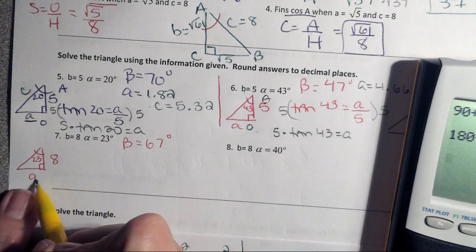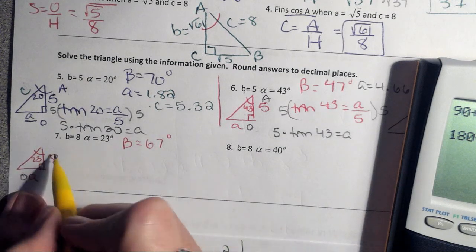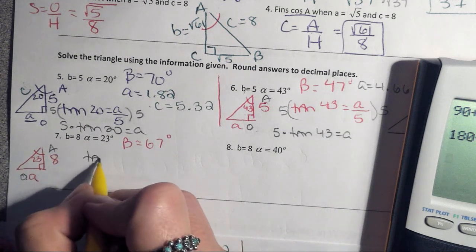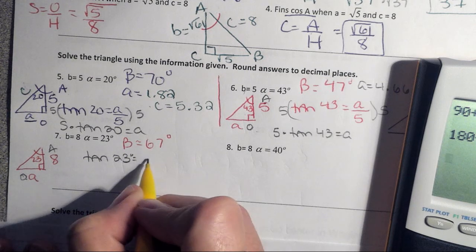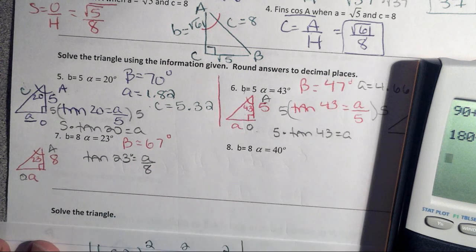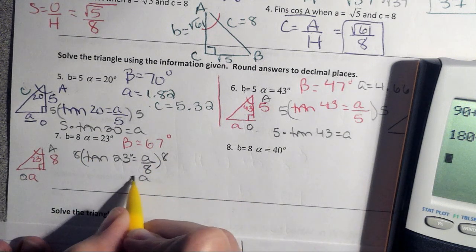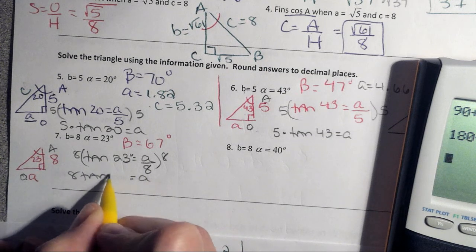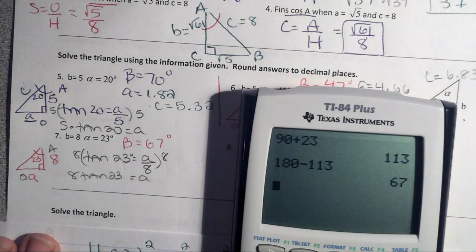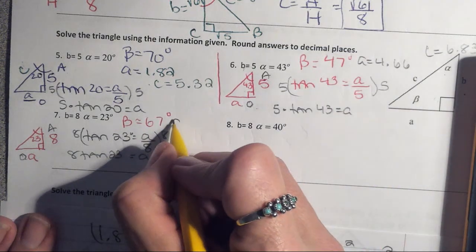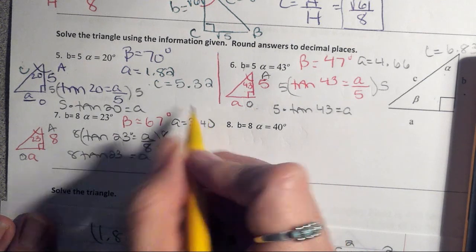We're going to go find side A. Side A is opposite angle A, and 8 is adjacent. O and A means tangent. So tangent of 23 degrees equals opposite over adjacent. I'm going to multiply both sides by the denominator. So A is going to equal 8 times tangent of 23. We're going to type that in our calculator: 8 times tangent of 23 degrees. And we get 3.40. So A equals 3.40.